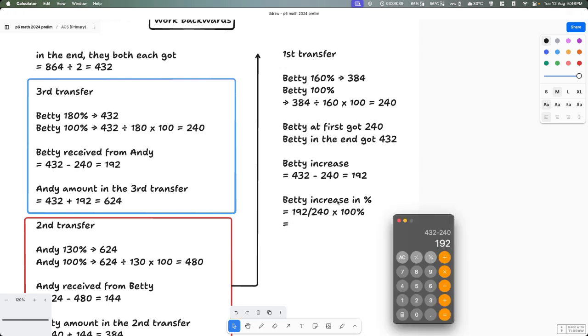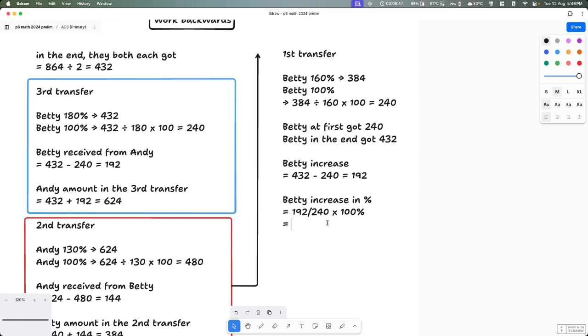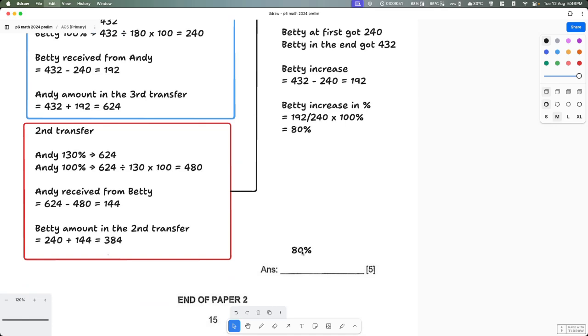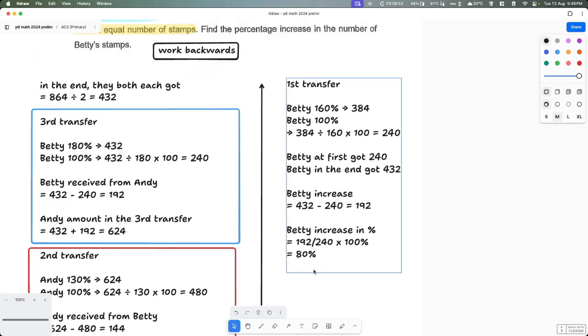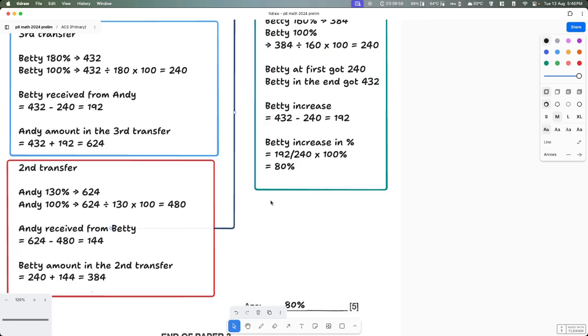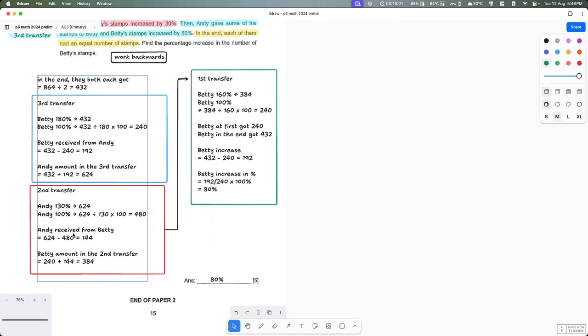So we divide by 240 and then times 100. And this will give us 80%. So the answer to this is 80% over here. There you go. So that's the answer to this question. All right, so that's about it.